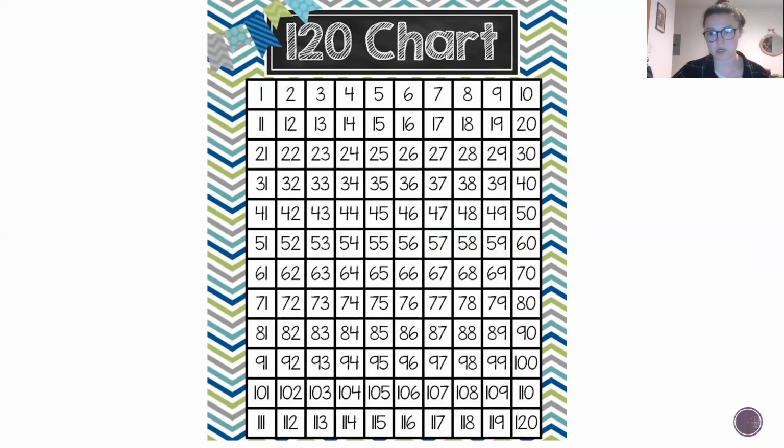All right, we've got 3 more clues. Your next clue is to find the number that is 1 more than 68. Find the number that is 1 less than 119. And your last clue is: find the number with 4 tens and 4 ones.